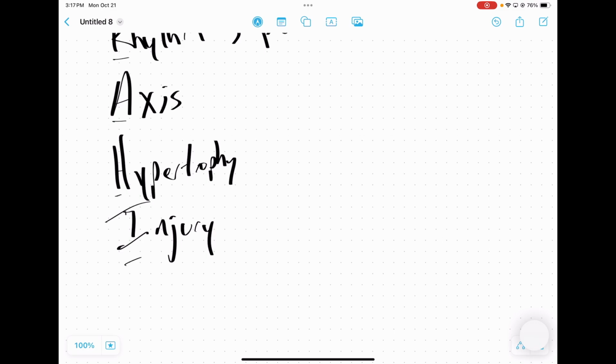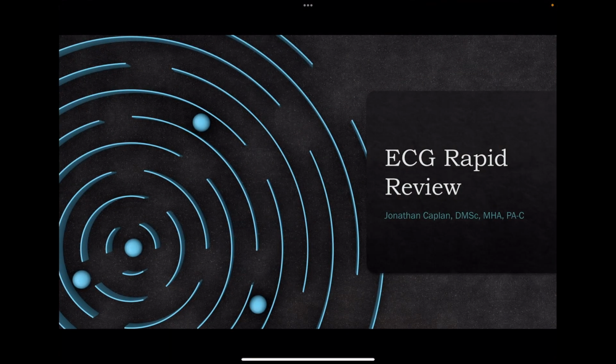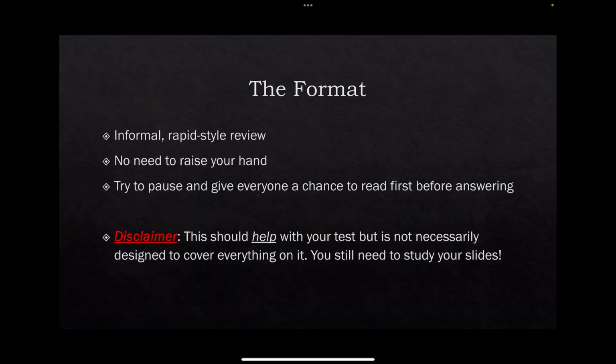So that's the same method. Use it every single time you look at a 12-lead EKG. What's the rate? What's the rhythm? What's the axis? What's the hypertrophy, if there is any? And is there any injury? That'll give you everything you need to know about EKGs. Okay. So again, this one only works when you do it in presentation mode, or else it won't make any sense if you're just scrolling through it yourself.